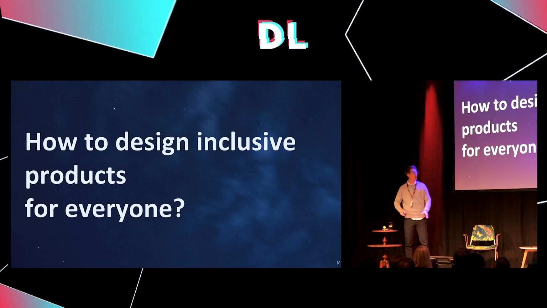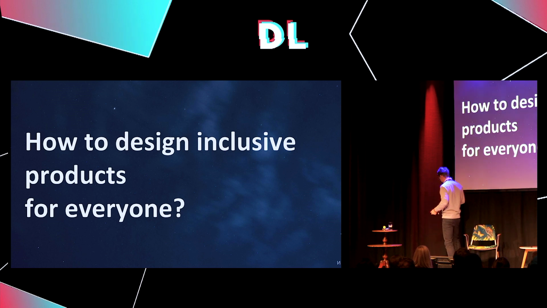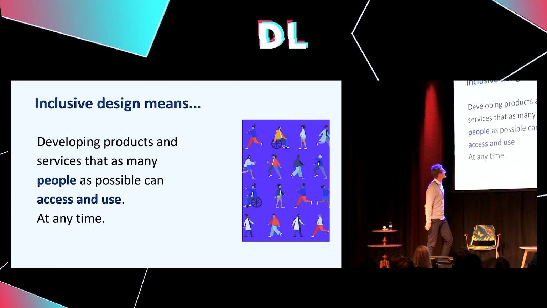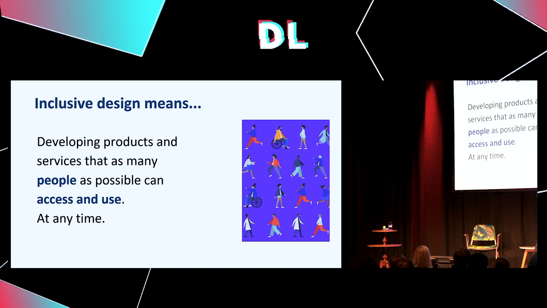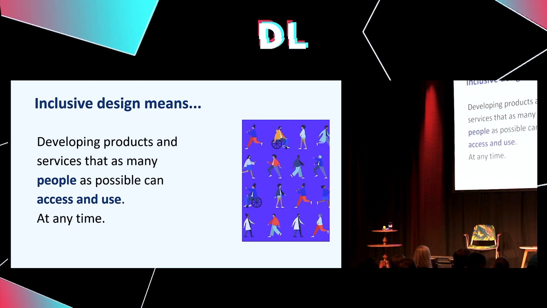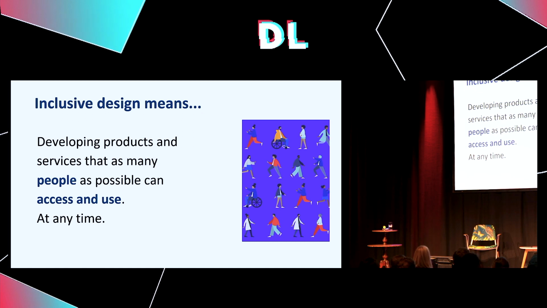Okay, so now how do we change the status quo a bit? Well, I will give you some ideas. First of all, I will start with the definition. What does inclusive design mean? Because some people speak about social design, ethical design, accessible design. In my eyes, inclusive design is about not excluding people. So trying to develop products or services that as many people as possible can access and use at any time of the day. That's a really primitive definition, but the one I use when we start to develop accessible products.